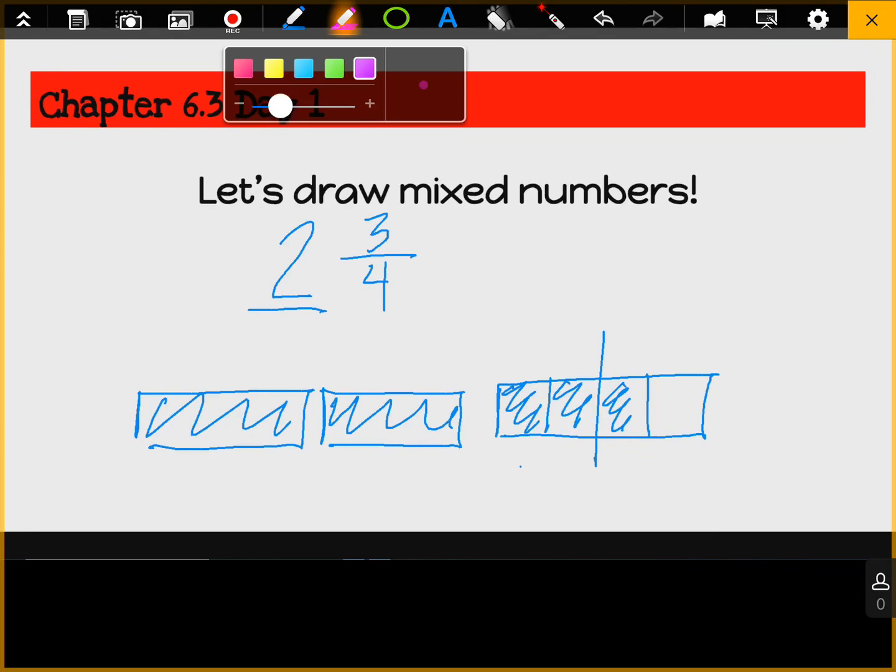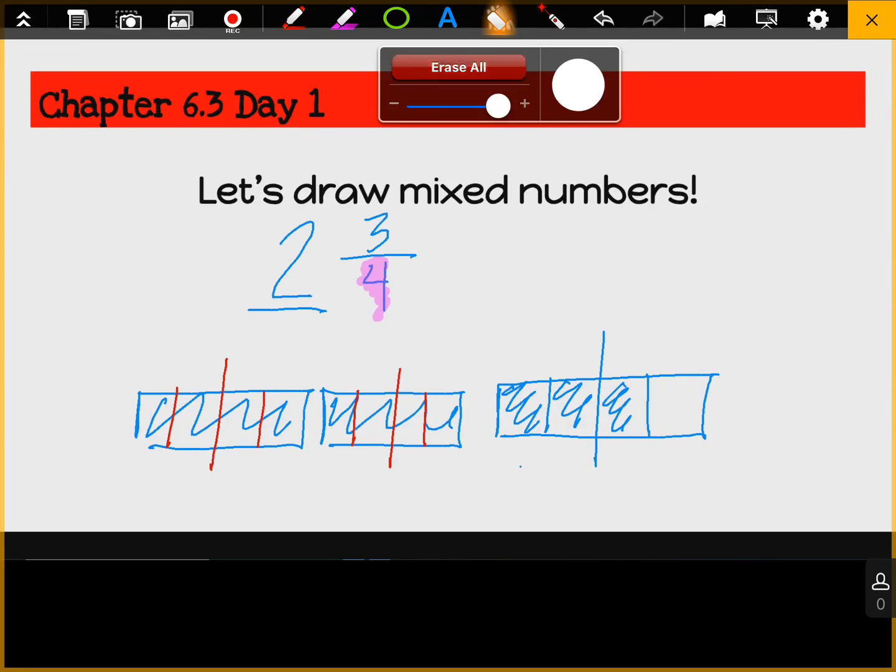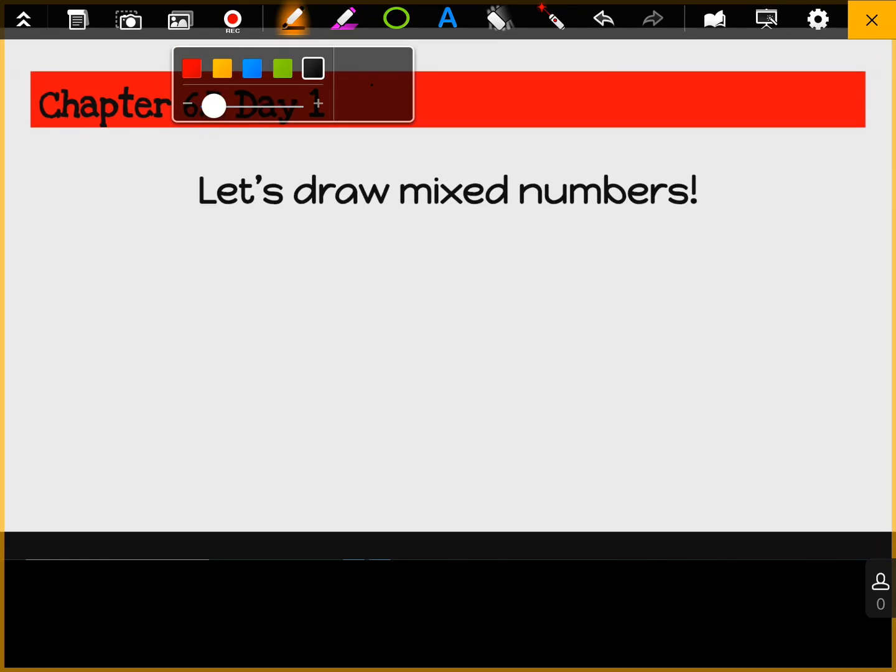Again, I want you to also see the relationship between the whole number and the fractional part. Because the fractional part is 3/4, that also means my whole numbers can be split into 4 equal parts. Let's look at the last example.